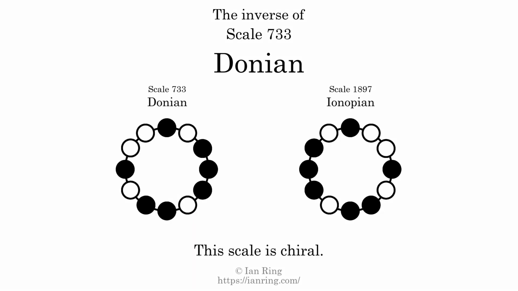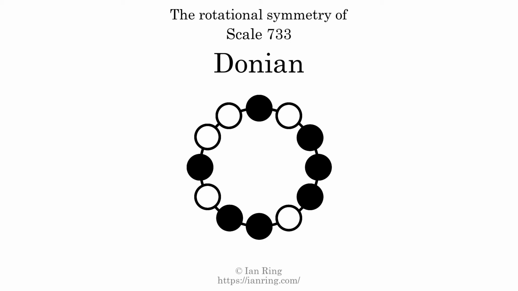The inverse of a scale is a mirror image. It is what you get when the sequence of intervals is reversed. The inverse of this scale is scale 1897, also known as Arnopian. This scale is chiral. It cannot transform into its inverse by rotational transformation. This scale has no rotational symmetry.